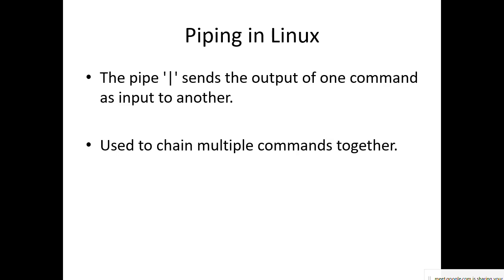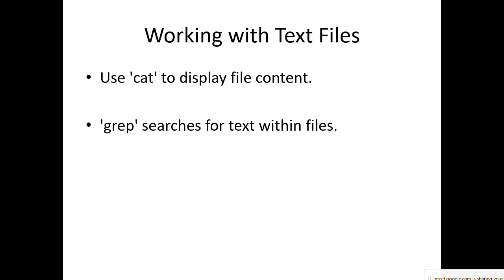Then piping in Linux. Piping means one function's output becomes another function's input. The pipe symbol sends the output of one command as input to another command. It is used to chain multiple commands together, which is called piping in Linux commands.